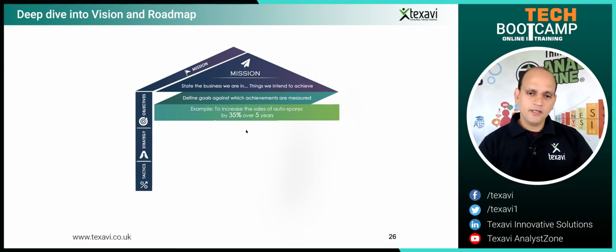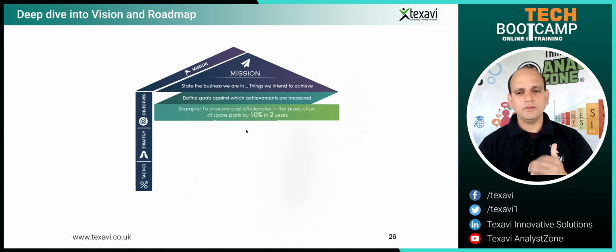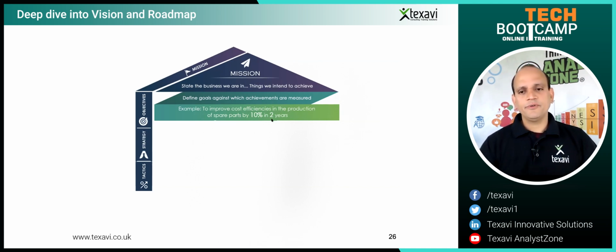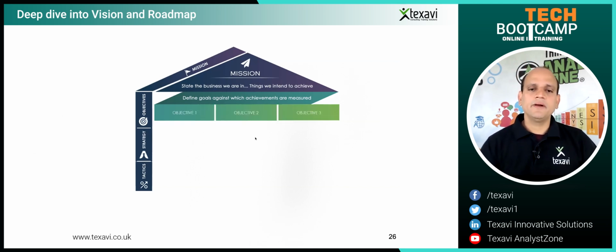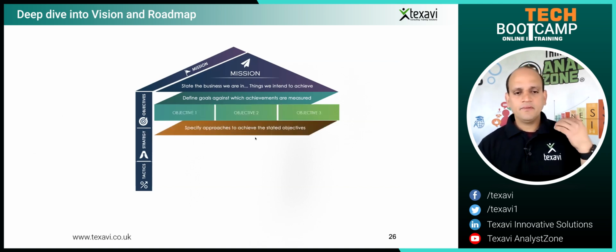That's an objective, and then you derive your next set of things based on this objective. If you want to do that, how can you achieve that objective? For example, to improve cost-efficient production of spare parts by 10% in 2 years. Those are the objectives. And then comes the strategy.